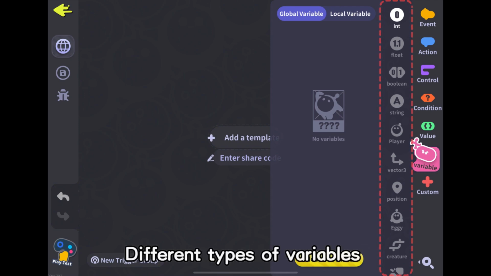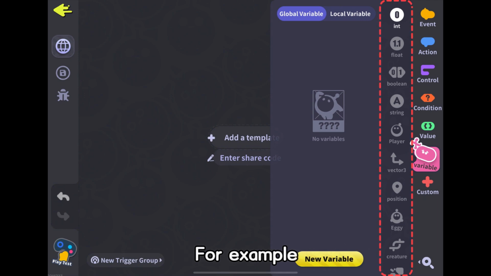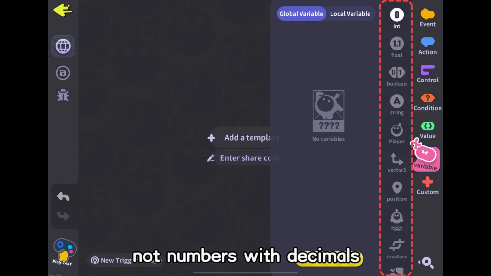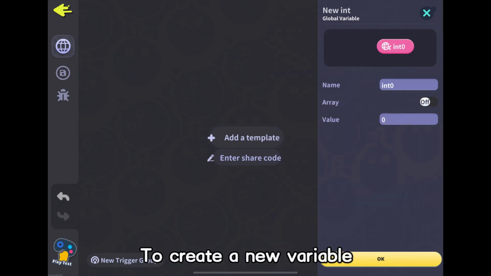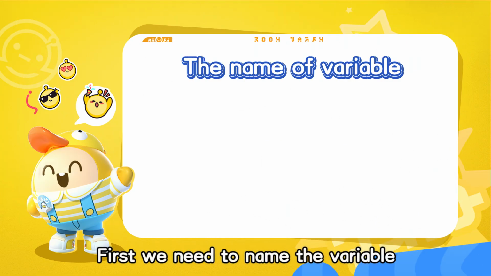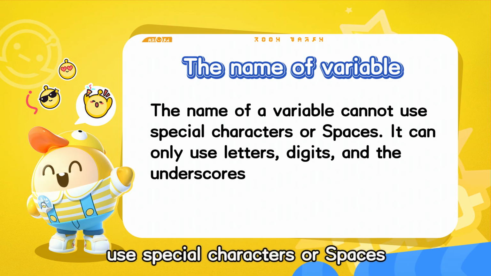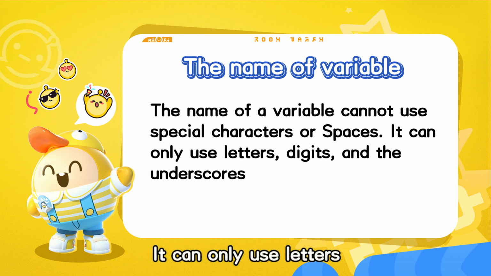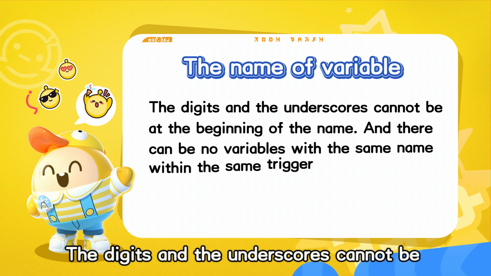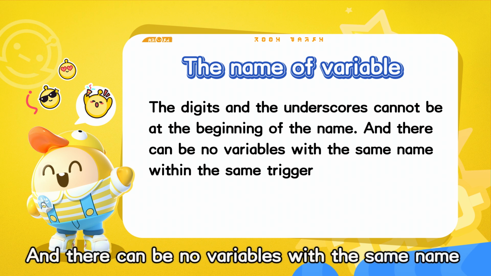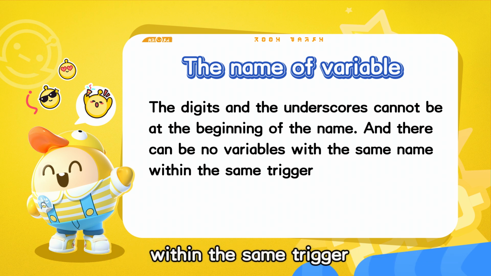Different types of variables store different types of data. For example, an int variable can only store integers, not numbers with decimals. To create a new variable, we must name it. First, we need to name the variable. The name of a variable cannot use special characters or spaces. It can only use letters, digits, and underscores. The digits and underscores cannot be at the beginning of the name. And there can be no variables with the same name within the same trigger.